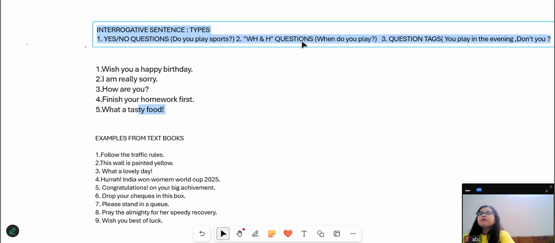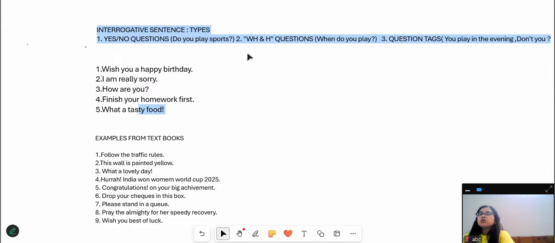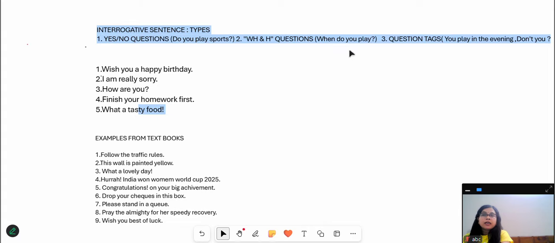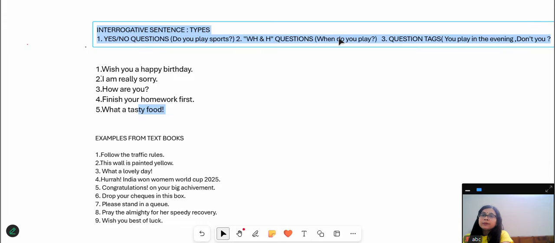Right? Now, the second type of interrogative sentences are those which begin with WH or H questions. For example, which, what, who, when, where, etc. So these WH words are eight in English and H stands for how questions. So all the interrogative sentences which have WH or H words in them qualify for this type of interrogative sentences. So when you say, when do you play? The answer will be at 7 o'clock, at 8 o'clock in the evening. So there will be time given.